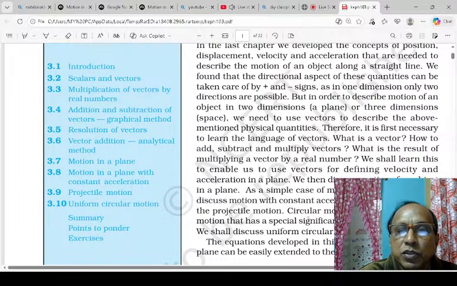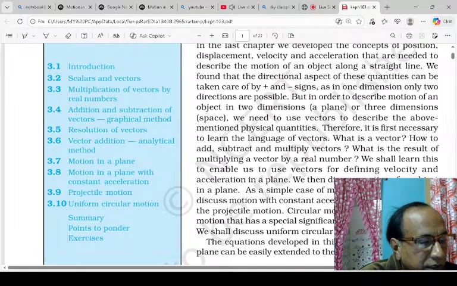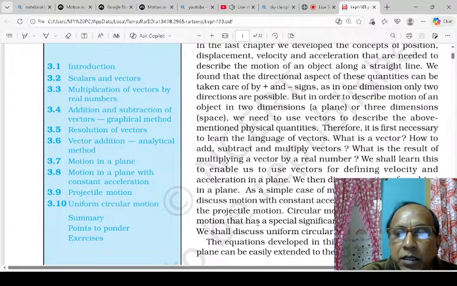the projectile motion. Circular motion is a familiar class of motion that has a special significance in daily life situations. We shall discuss uniform circular motion in some detail. The equations developed in this chapter for motion in a plane can be easily extended to three dimensions.